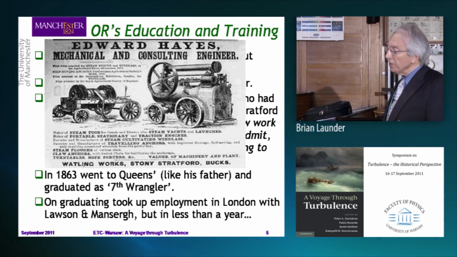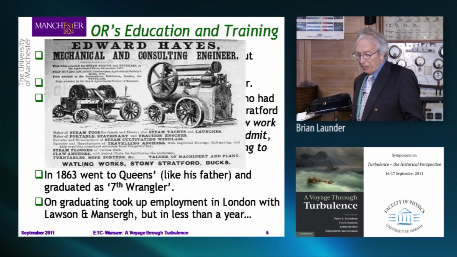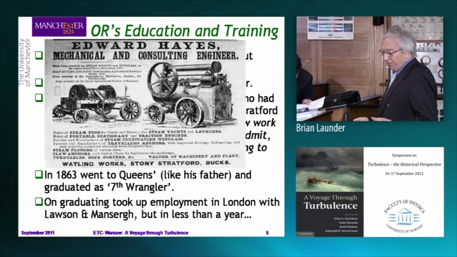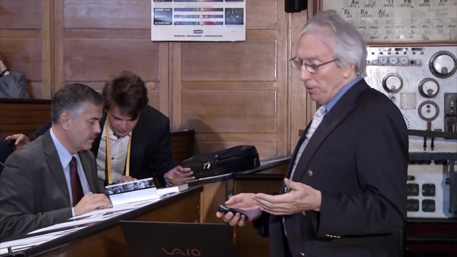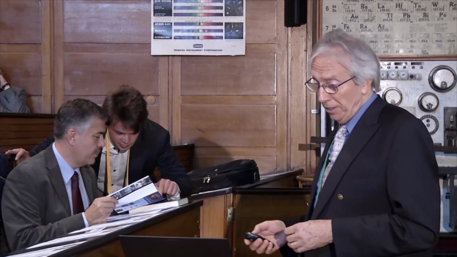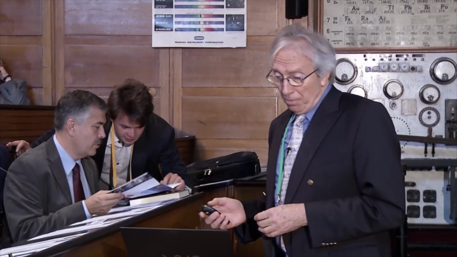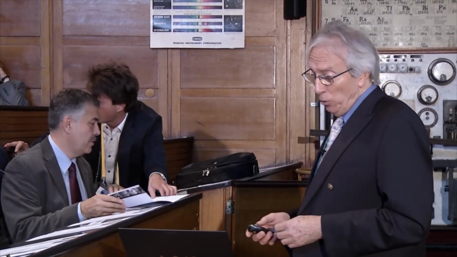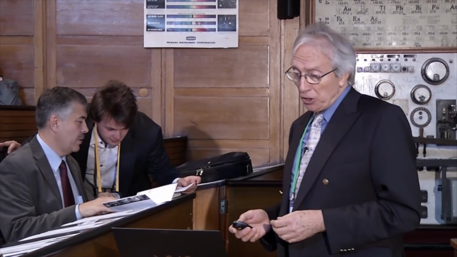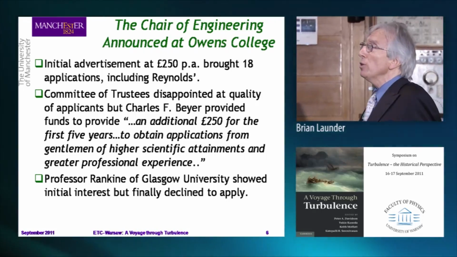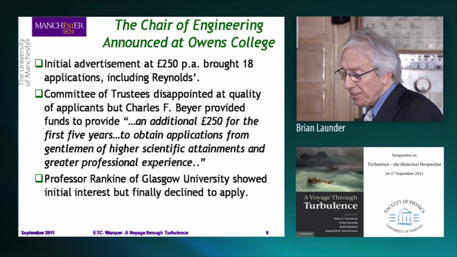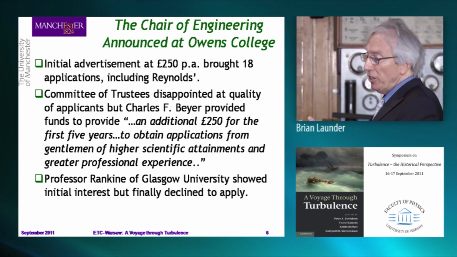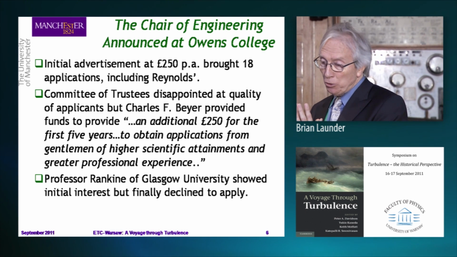So indeed, Osborne Reynolds in 1863 did go to Queen's like his father. He graduated rather higher up on the list of first-class honours graduates than his father did, 7th Wrangler, implying that he was the 7th in line. And on graduation, he went to work for a firm of civil engineers in London, Lawson and Mansard. Made a good entry, but in less than a year, the chair of engineering was announced at Owens College, Manchester.